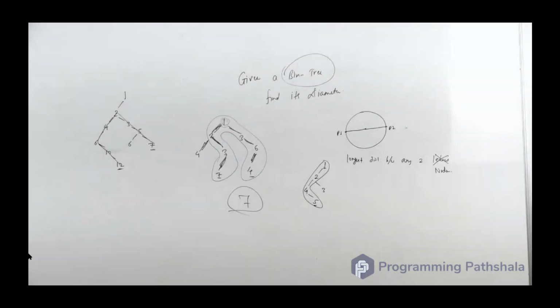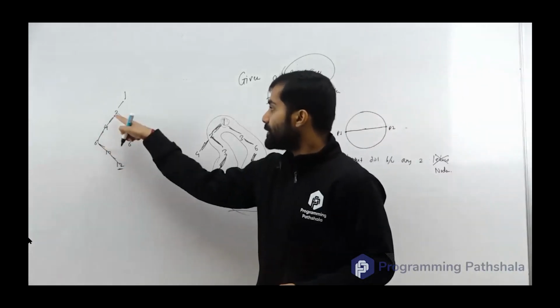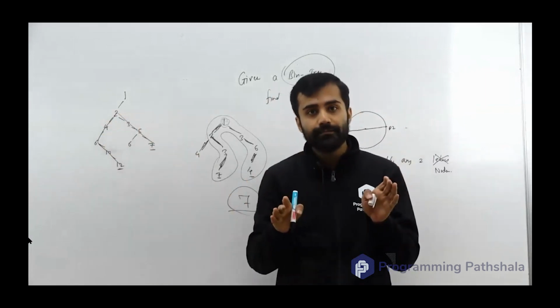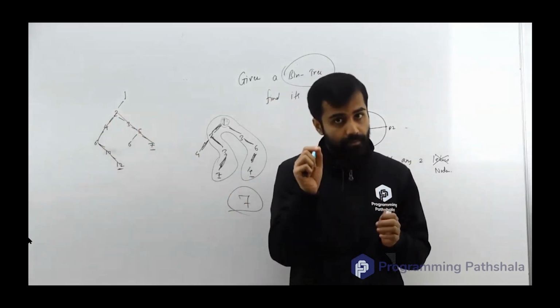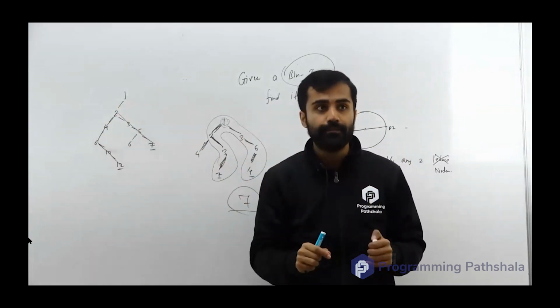So the way to go is recursion. But how exactly can we use recursion? See, when you are doing 1 plus, you are always taking into account the root. But I told you that you don't know which nodes your diameter will be passing through. Listen to it. It is a very important point. You don't know which node your diameter will be passing through.